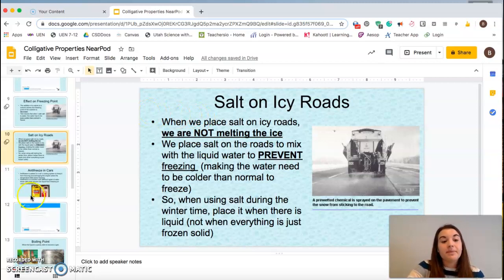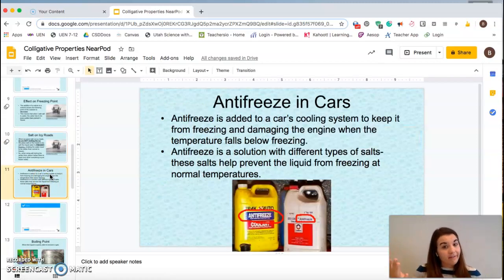Now, this is something that you usually have in cars as well. A lot of you are drivers and you put antifreeze in the car. Same thing. Antifreeze is this liquid that you put into cars to help the car stay cold and not get super, super hot when it runs.